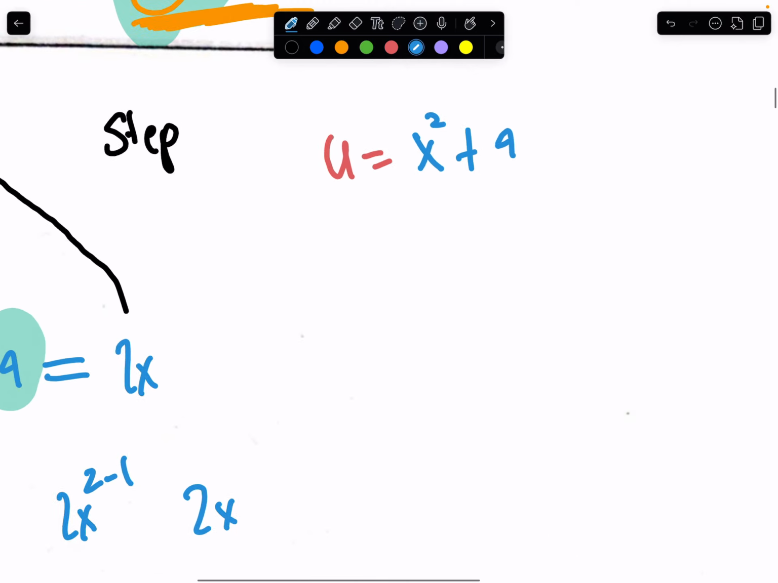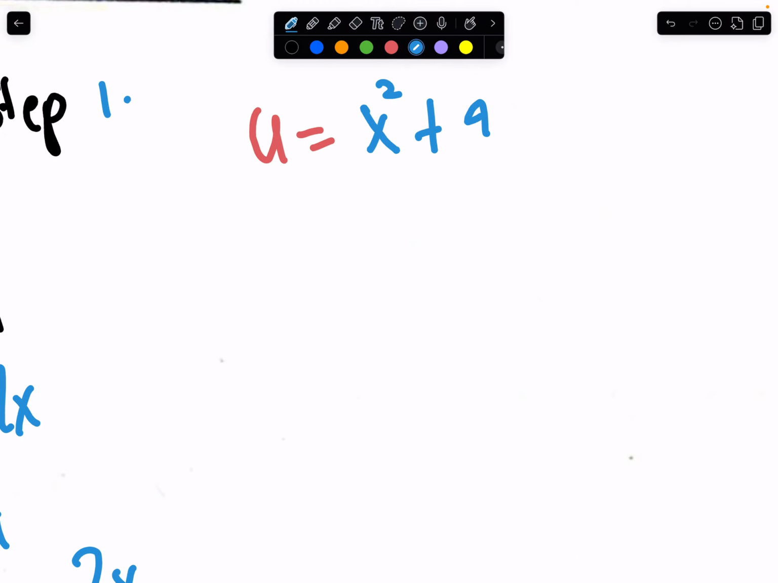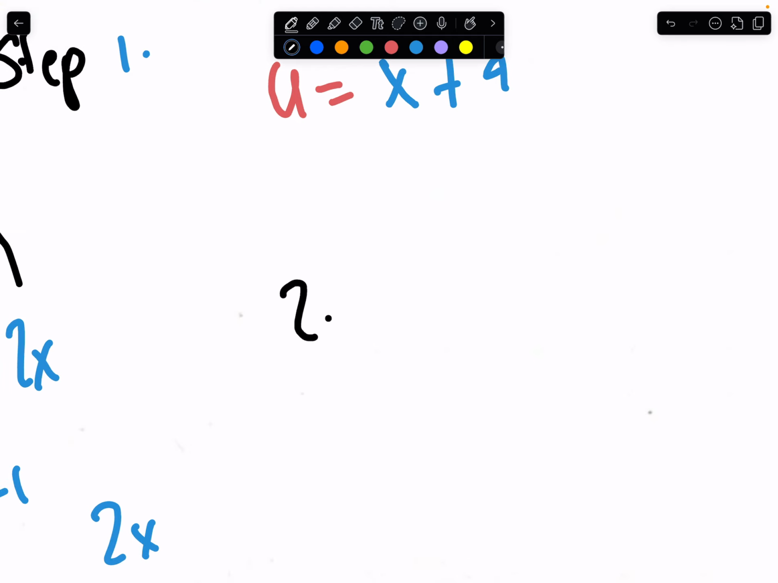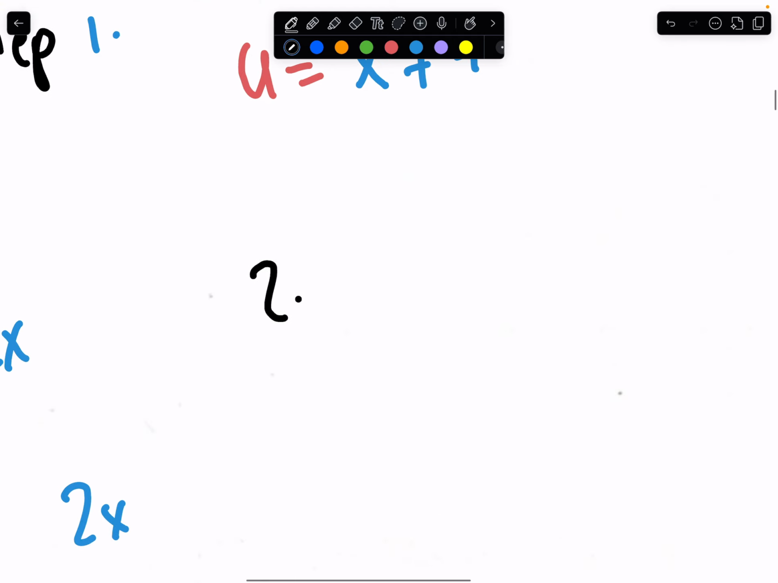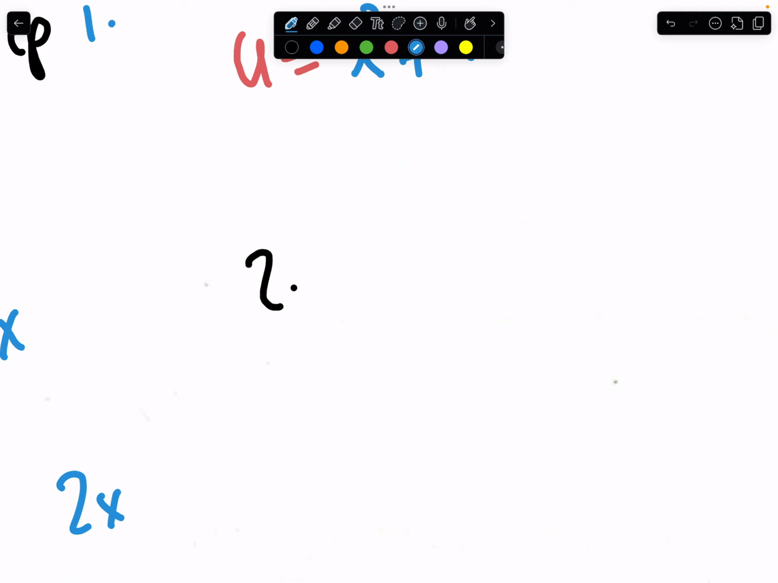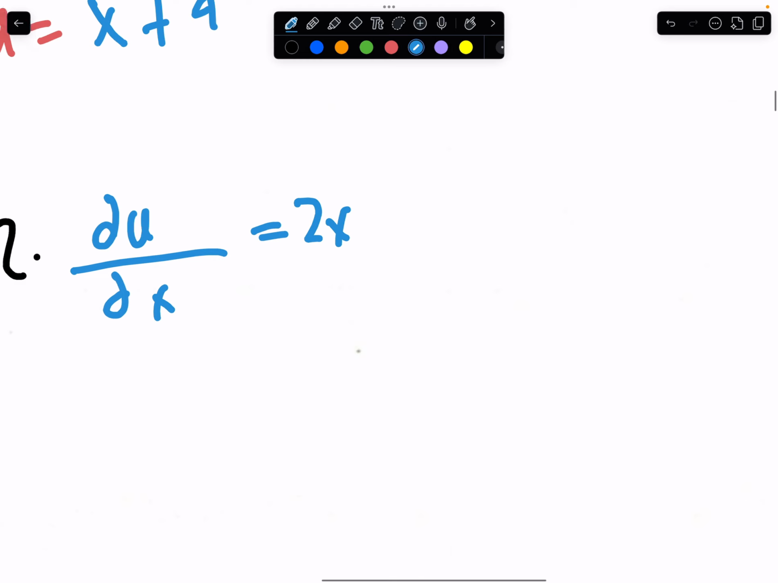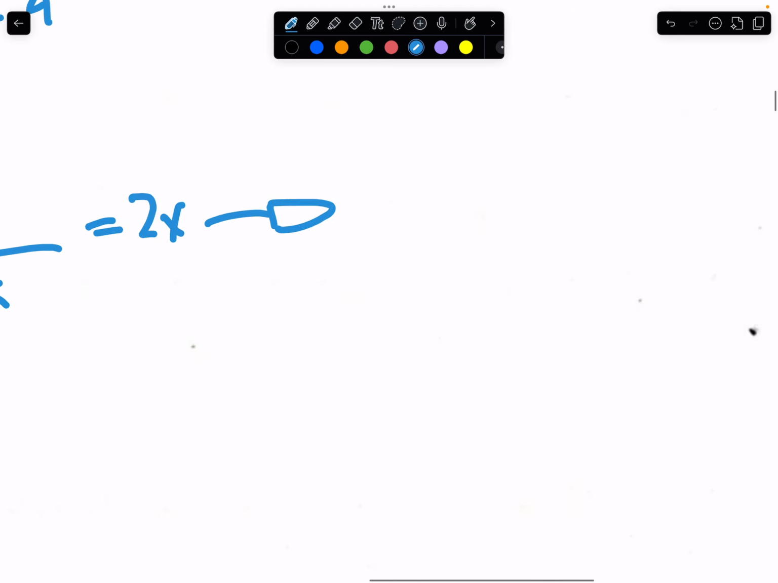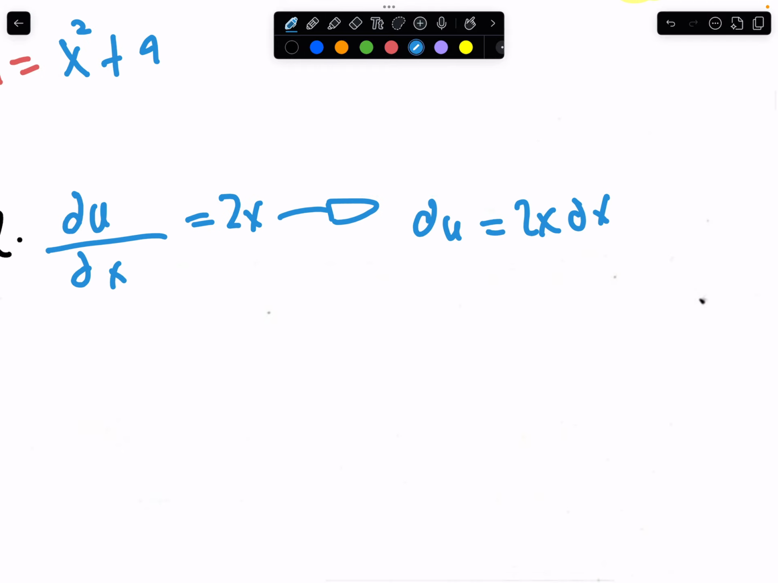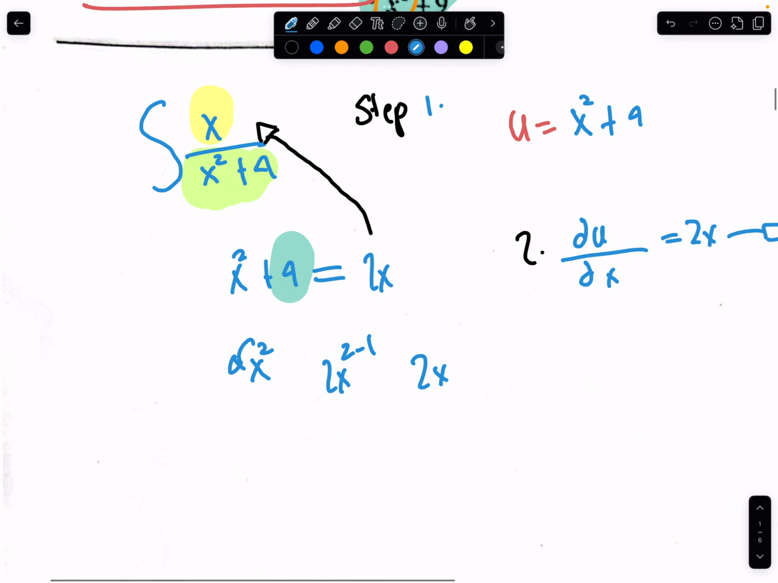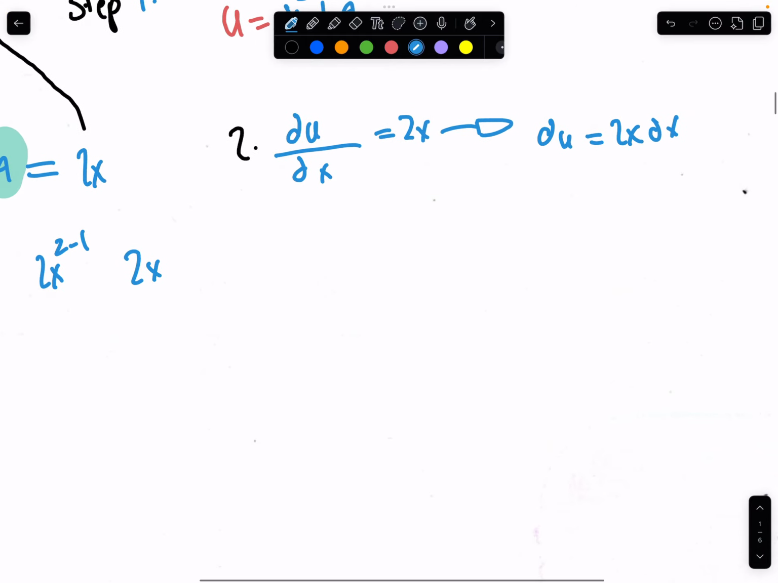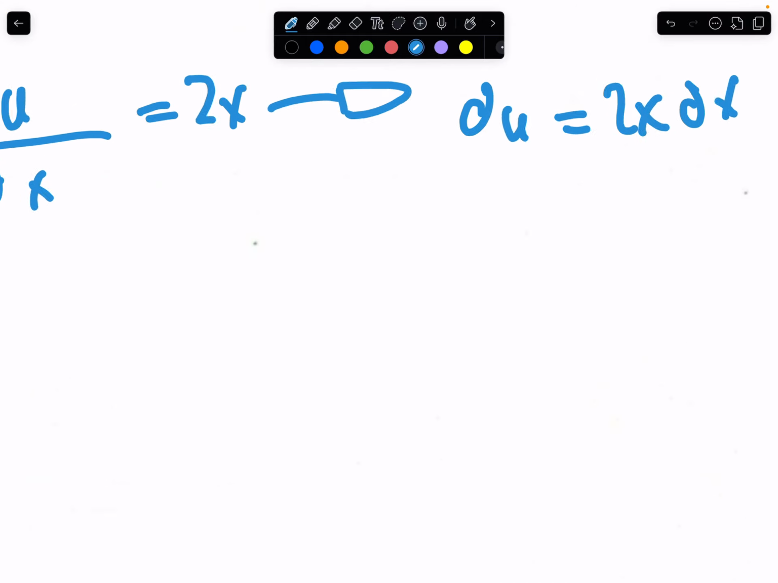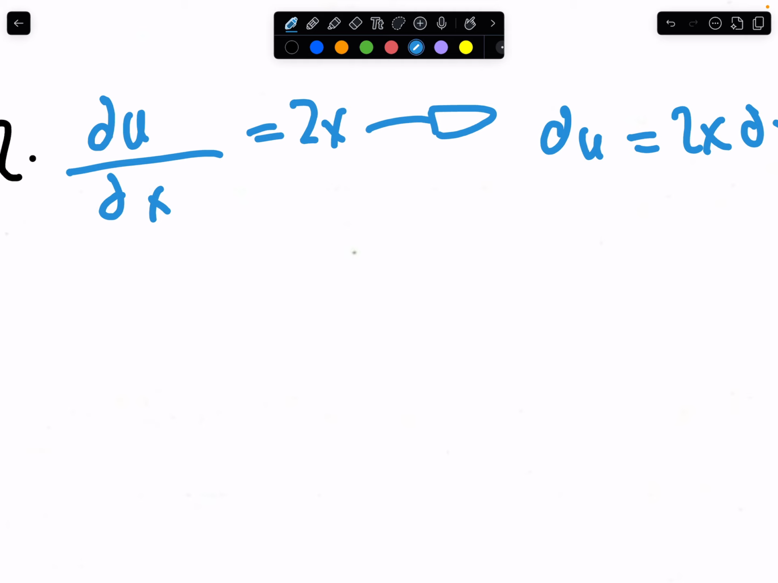Now, our second step is differentiating u. We take the derivative of u with respect to x, it's 2x, which becomes du is equal to 2x dx. In our original integral, we don't have 2x, we only have x. So how do we deal with this in the simplest way? Here's the trick. Don't worry about solving for dx alone.